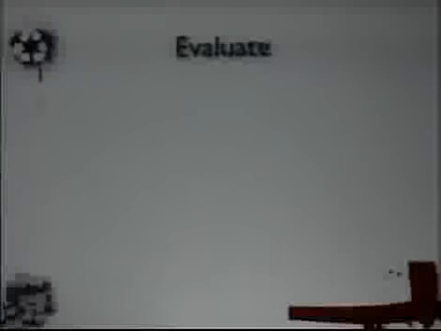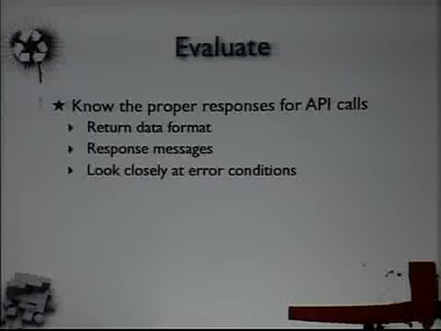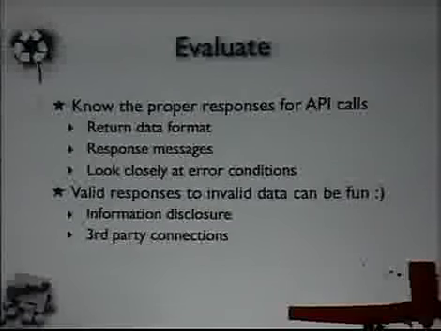So now we're up to the evaluate portion. We've gone through and thought about how to violate these APIs. So what is it expected to return to you? Does it give you an error? What does the error say? What is the return data format? What are the response messages? What do they look like? Look closely at error conditions.